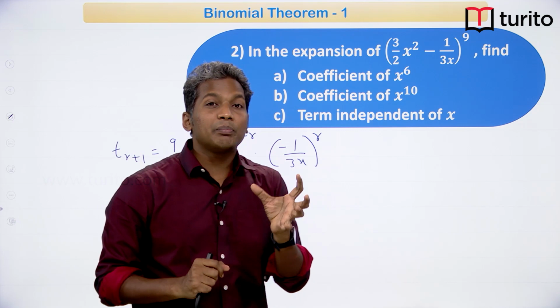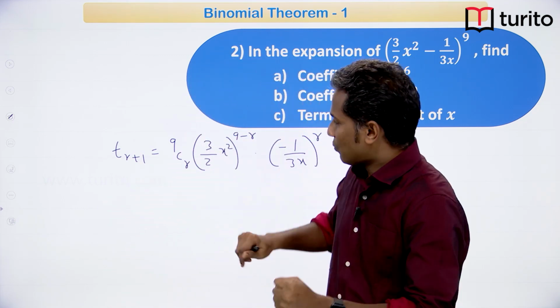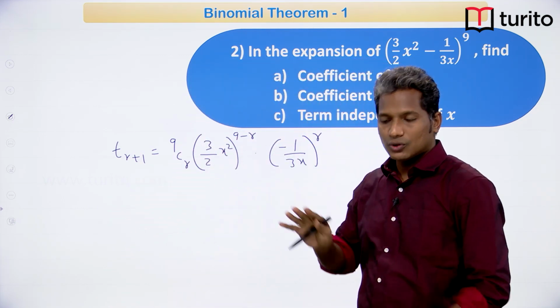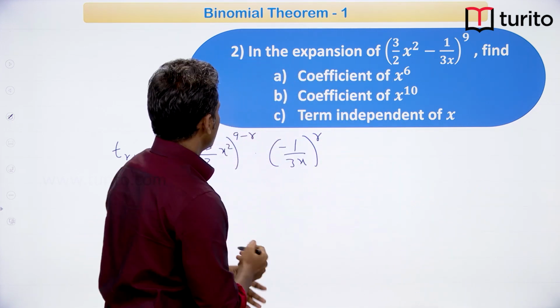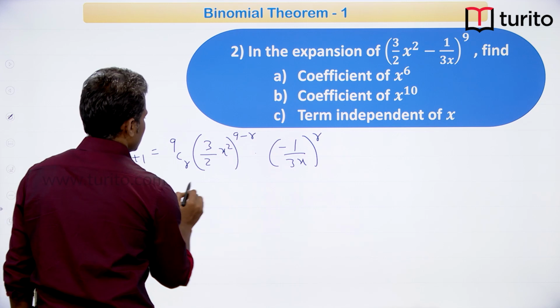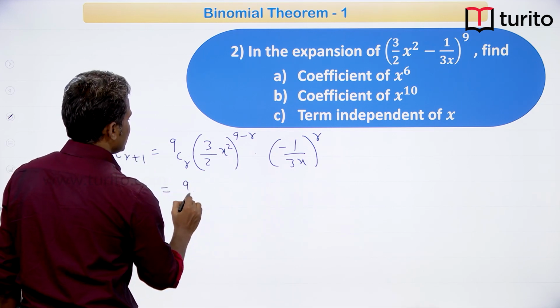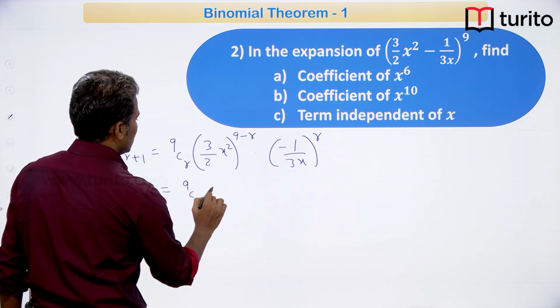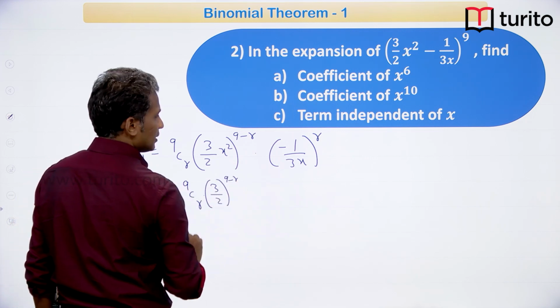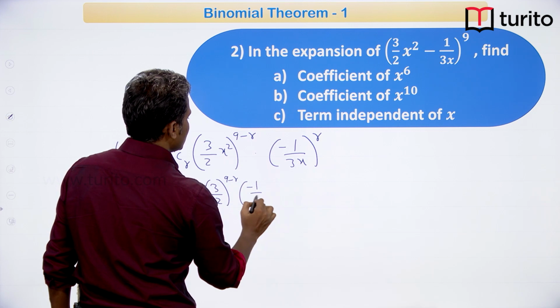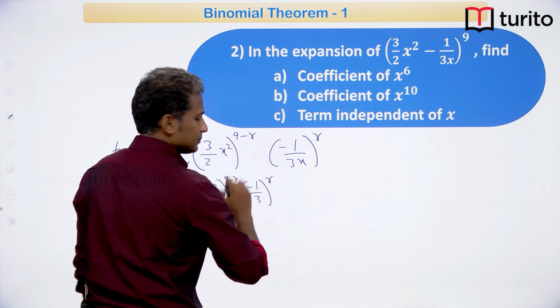We are interested in powers of x. So, we have to separate x. So, let us separate x and constants separately. Okay. So, here when I separate x and constants, what do we get? We get 9Cr into (3/2) raised to 9 minus r into (-1/3) raised to r.